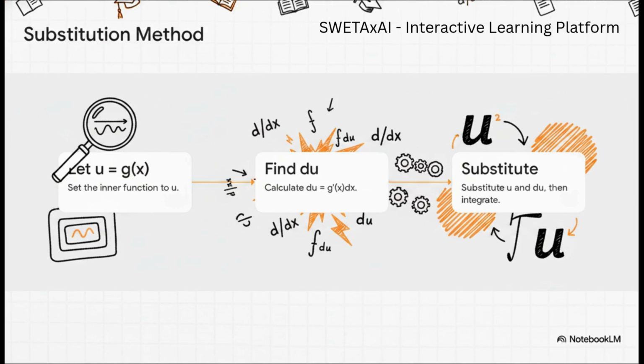This perfectly illustrates what to do when one function is basically hiding inside another. You simply let u equal that inner function, you find its derivative, du, and then you substitute them right back in. You are swapping those complex, messy x layers for a clean u equation, making the whole thing incredibly straightforward to solve.